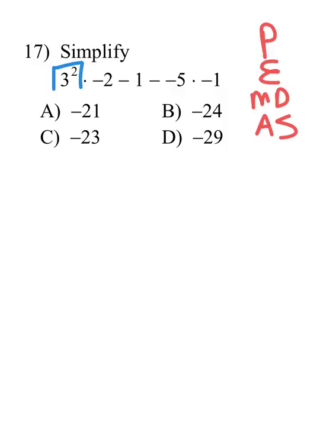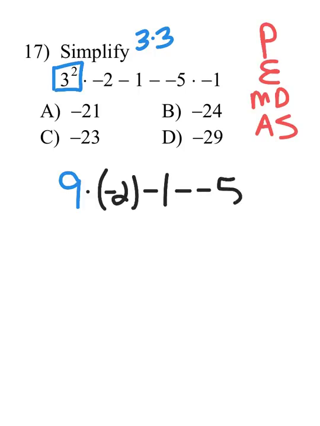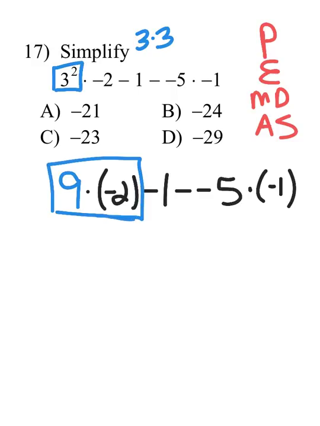So if I box that, that's 3 squared. That's the same thing as 3 times 3, which is 9. Bring everything else down in the problem, times a -2, minus 1, minus a -5, times a -1. I like putting parentheses whenever we have multiplication. So again, I have multiplication here that I can go ahead and do. And I have multiplication at the very end that I can go ahead and do, that -5 times a -1.